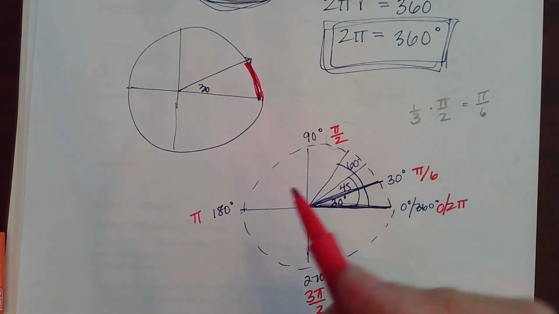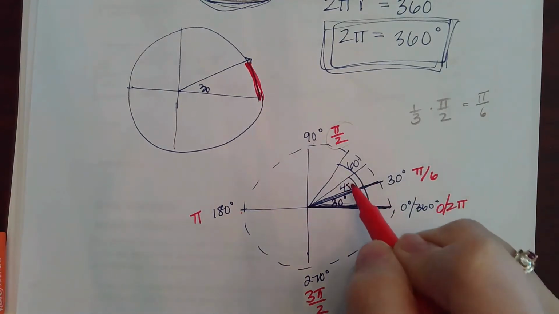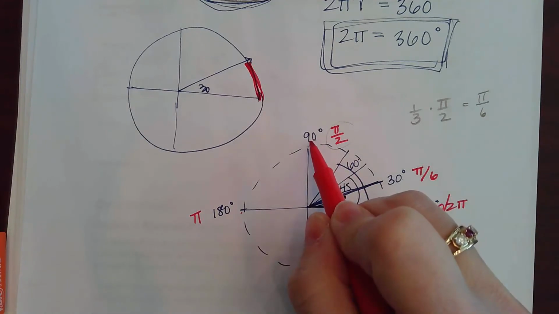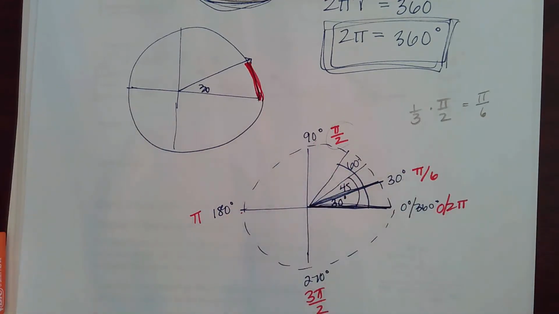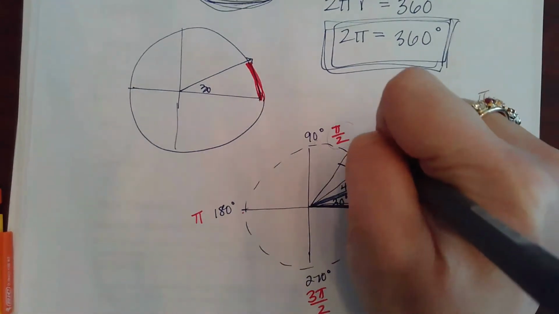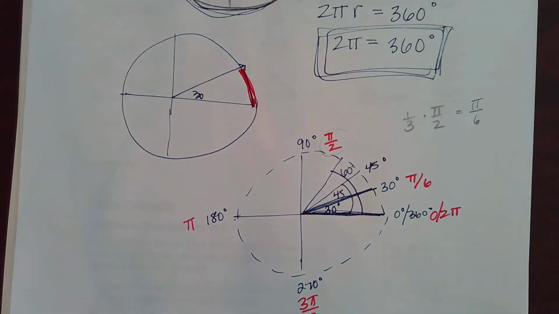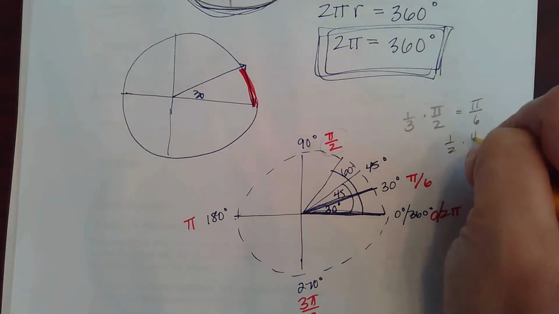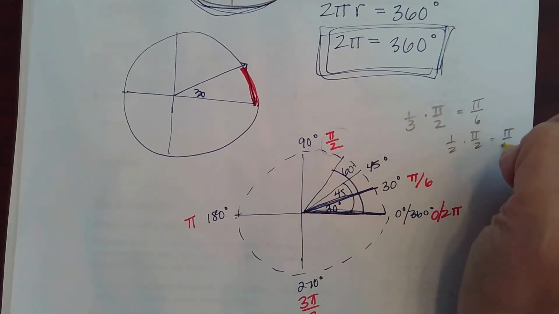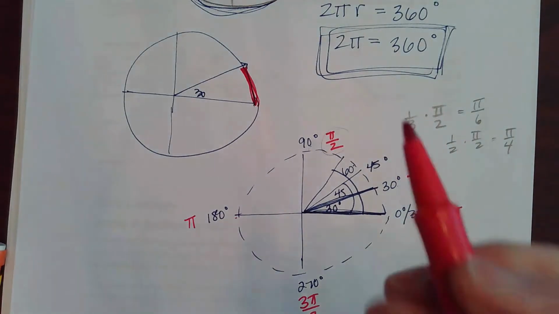Okay, same thing with the 45 degrees. 45 degrees is half of 90, right? So if this is 45 degrees, the radian measure that matches it would be half of 90. So what's half of pi over 2? Well, you would get pi over 4.